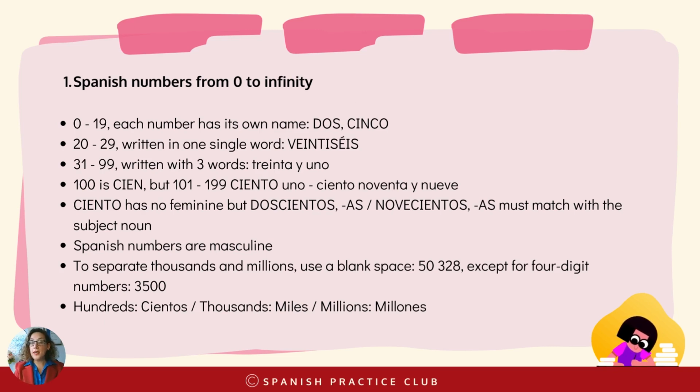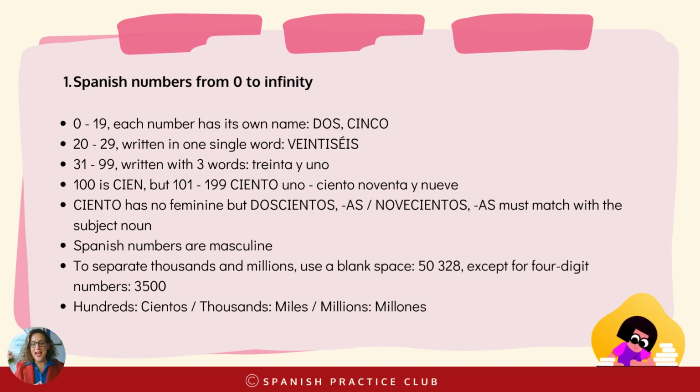The number 100 is the only one that uses the word cien. From 101 onwards, we use the word ciento, and then we just add the digit. So 101 will be ciento uno, and 199 will be ciento noventa y nueve. The word ciento has no feminine.